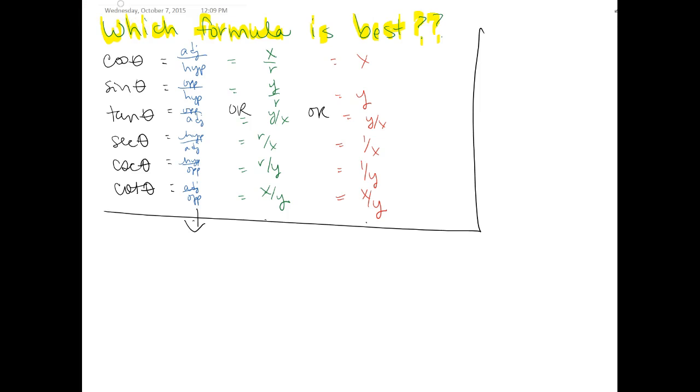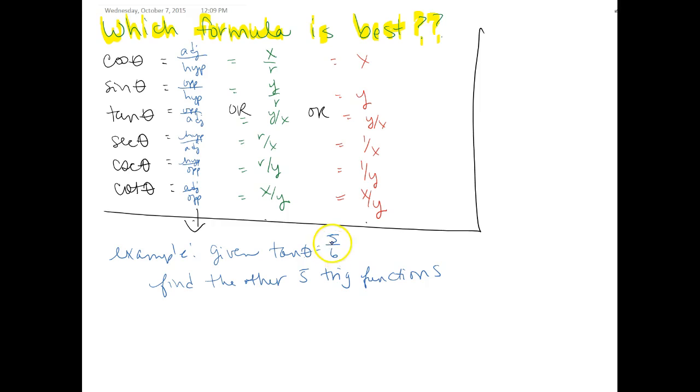The time that I would use these formulas is if somebody had said, for example, given that the tangent is equal to 5 over 6, find the other 5 trig functions. So notice it doesn't say find the angle, okay? If it said find the angle, we could pick up a calculator, but it doesn't want that. It wants the ratios or the formulas for all the other 5.